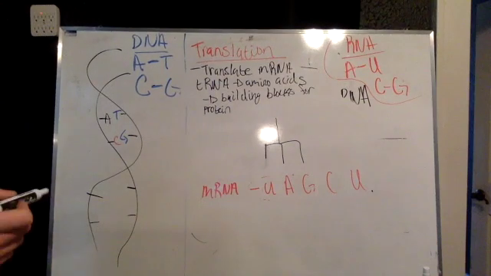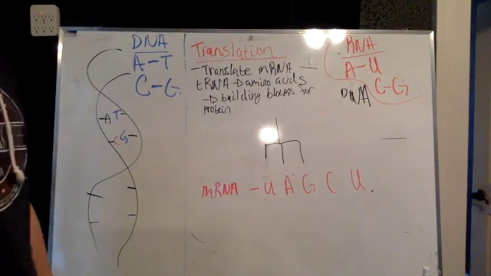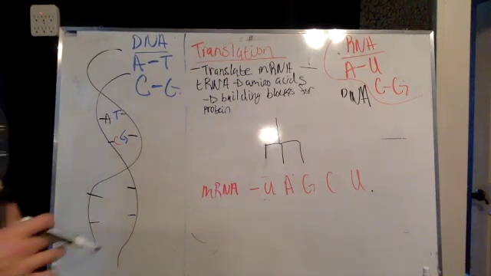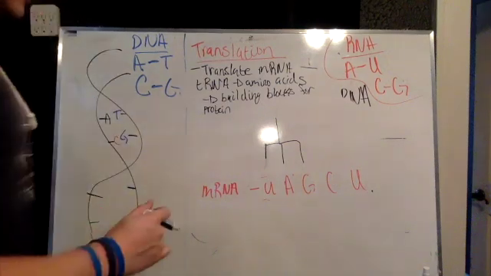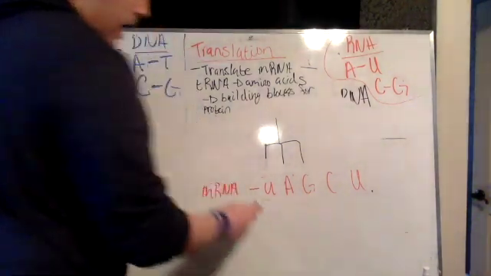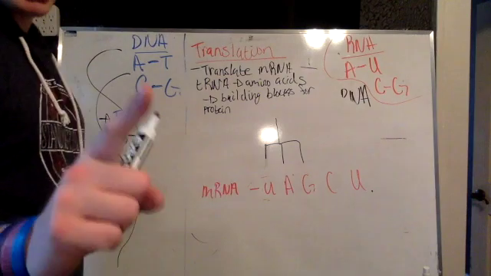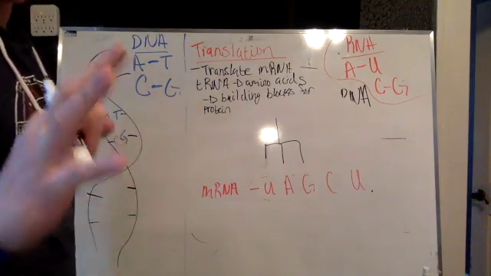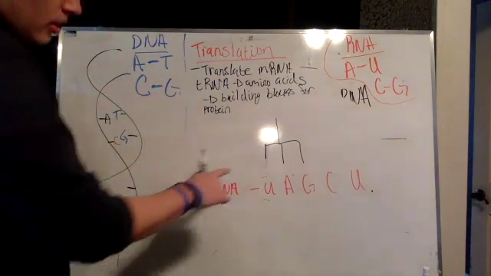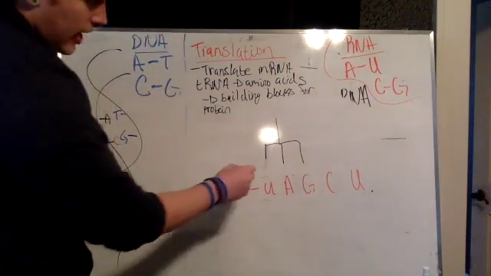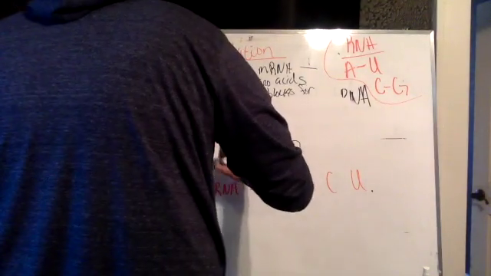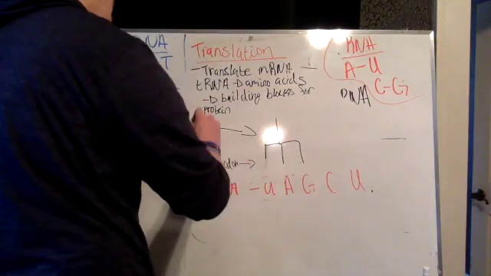tRNA kind of has this fork-looking look, or at least it's supposed to look like a T, but for our purposes, I'm going to draw it as a fork. So tRNA is going to translate mRNA one codon at a time. Remember, a codon is 3 nucleotides long. The letters it brings in are called an anticodon. And that right there is tRNA.